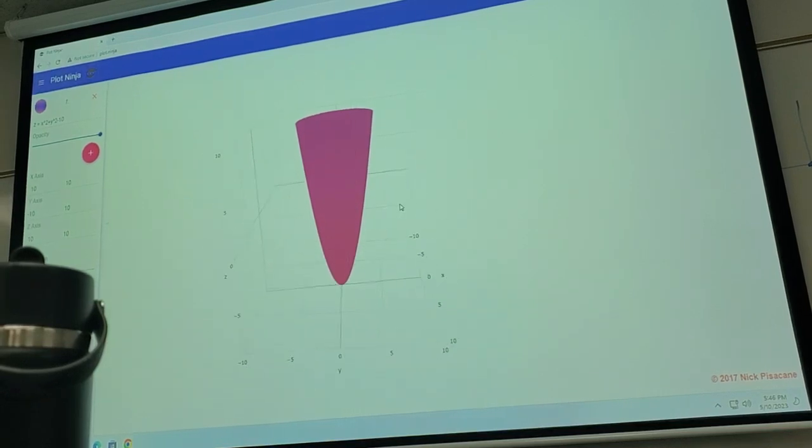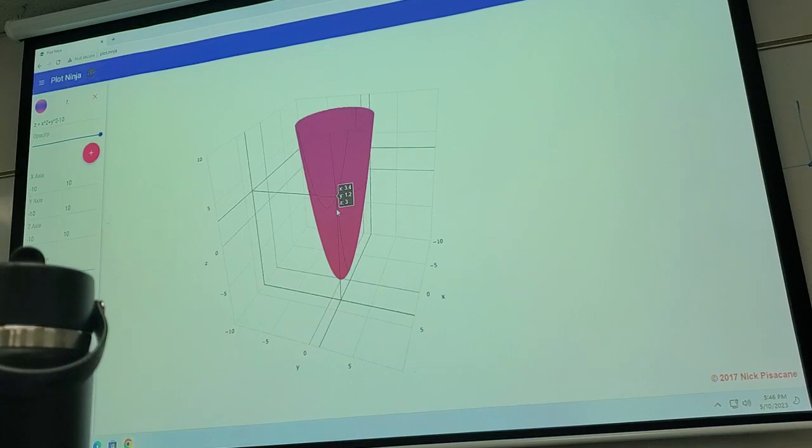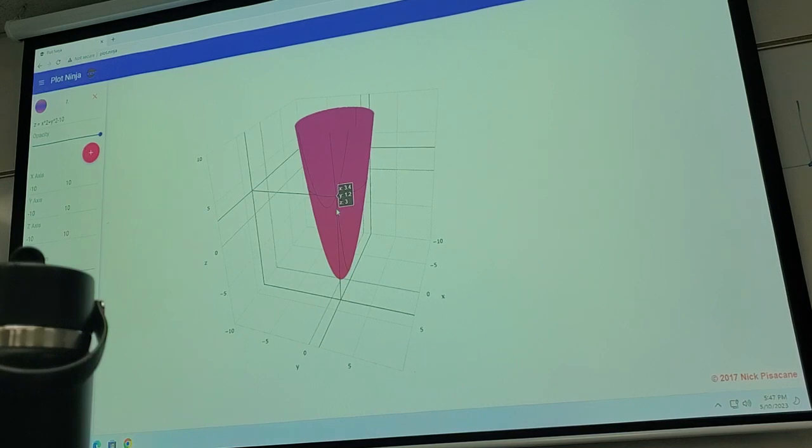I don't know if you guys can see that. You can turn this up. This is really a pretty good program. Anyway, I just want to show you. It's called plot.ninja. So if you go to Calc 3, there's all these different 3D graphing tools. A lot of them suck. Some of them are good. This one is really good. Anyway, just keep that in mind for your Calc 3 stuff in the future.